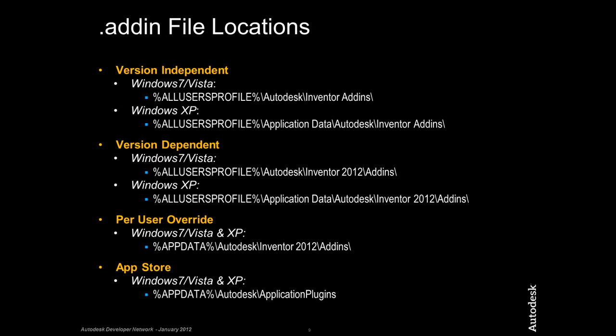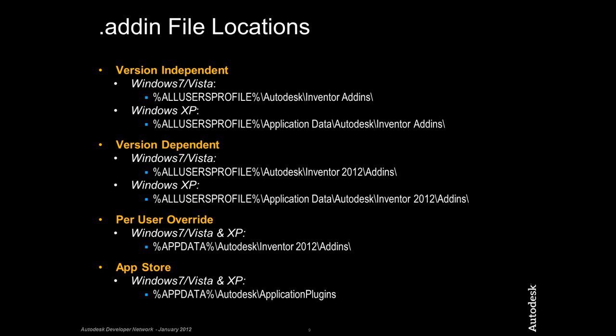Here are the various locations that will be scanned by Inventor during startup in order to browse for .addin files and try to load add-ins. We can see that we have four locations depending on how we want to load the add-in with regard to the Inventor version. The first one is version independent, so the .addin files placed in this directory will be loaded by any version of Inventor.